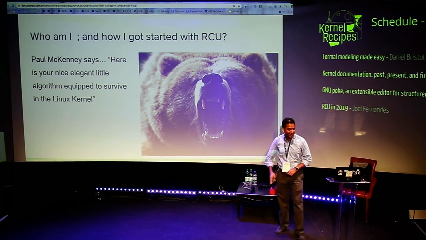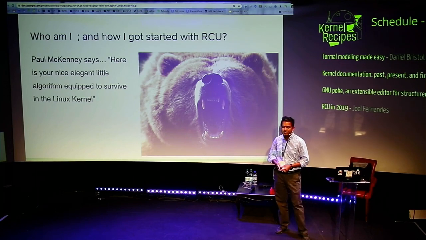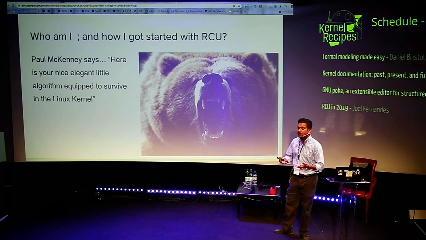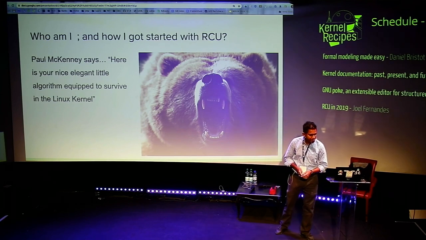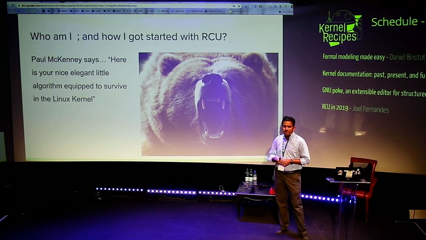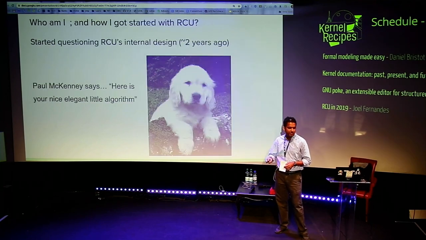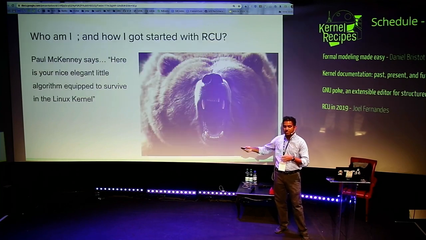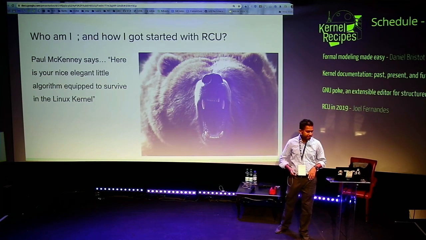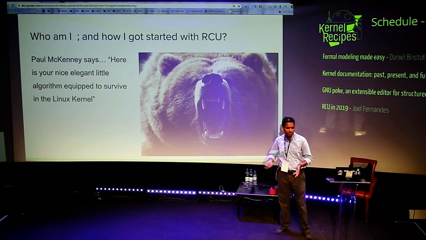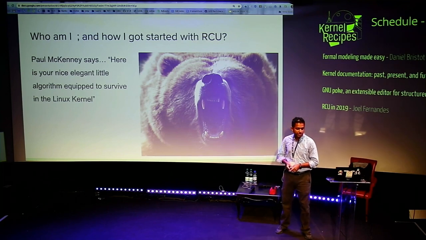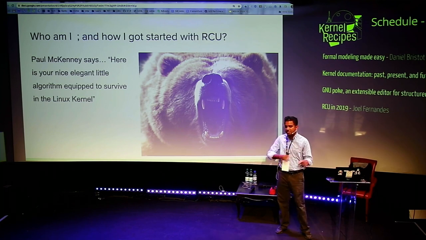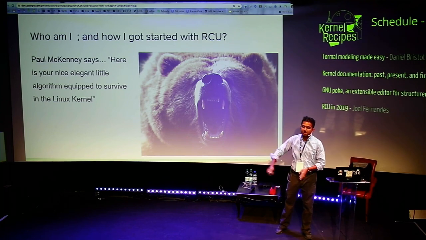Which is a bear. His point being that it can be a simple implementation, but it has to be complex because of the real world where the Linux kernel has to survive. In a way, Paul considers this, and even I can see it, that RCU has evolved from the puppy dog to the polar bear over a long period of time. I'm relatively new, around two years or so, but I've seen the patches, the history, and it seems like it has been a long evolution.